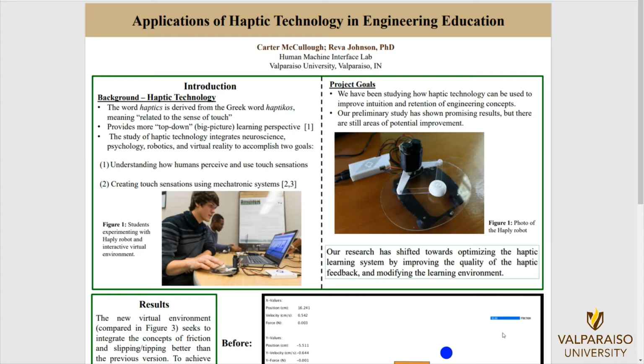Previously, our project goals have been focused on how haptic technology can be used to improve intuition and retention of engineering concepts. While we did see some promising results, we saw this as an opportunity to improve on certain areas of the study. Therefore, our research has shifted towards optimizing the haptic learning system by improving the quality of the haptic feedback and modifying the learning environment.